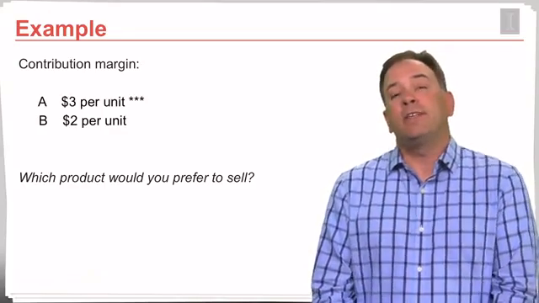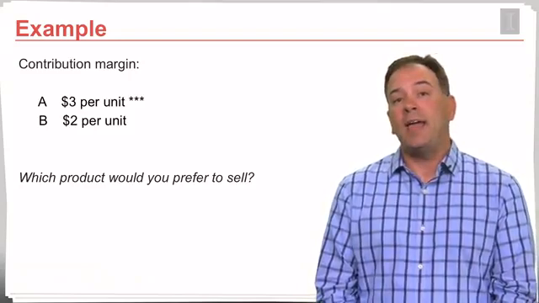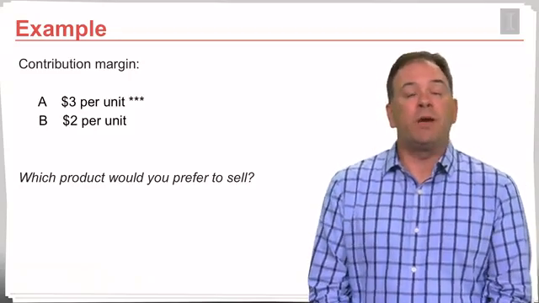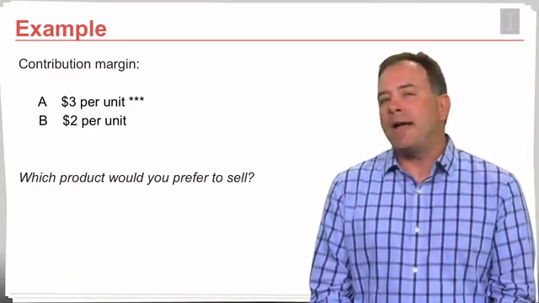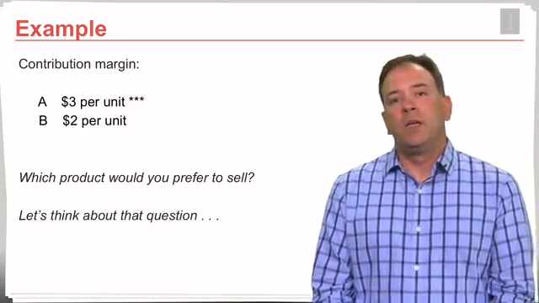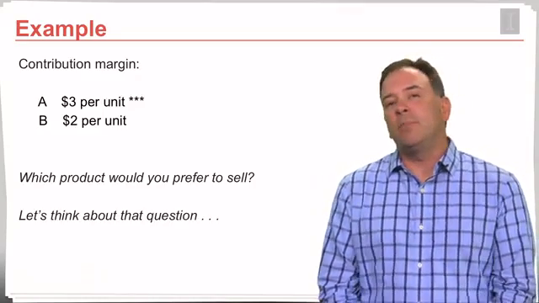Well, the answer here very simply would be, I would rather produce and sell a unit of product A as opposed to product B. Product B is not all that bad, especially compared to doing nothing, but product A maximizes profitability over product B.